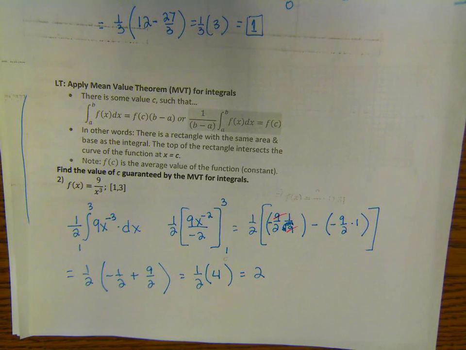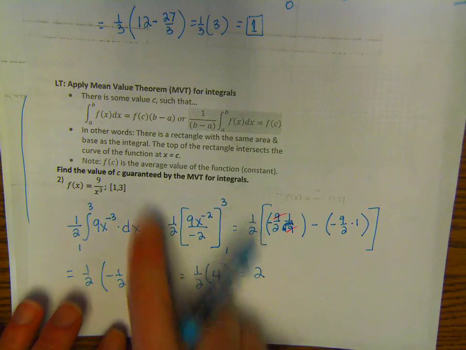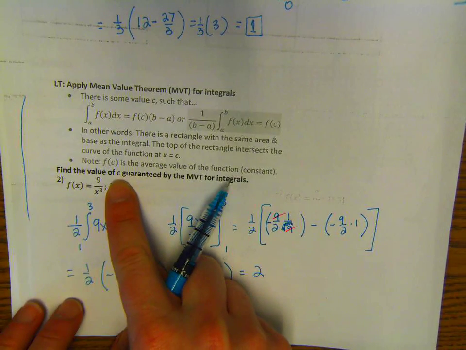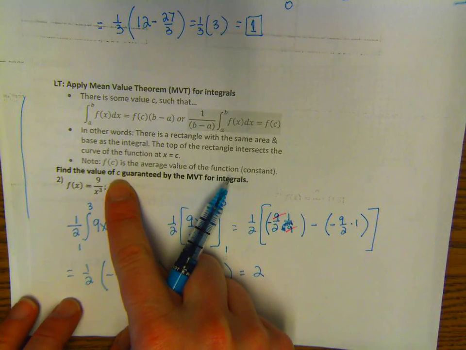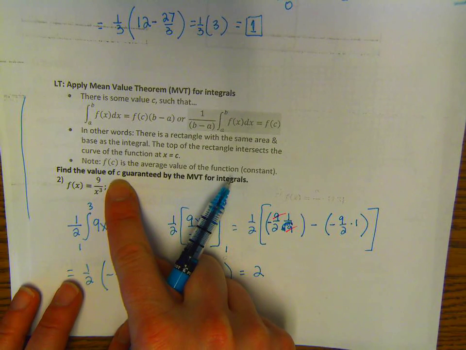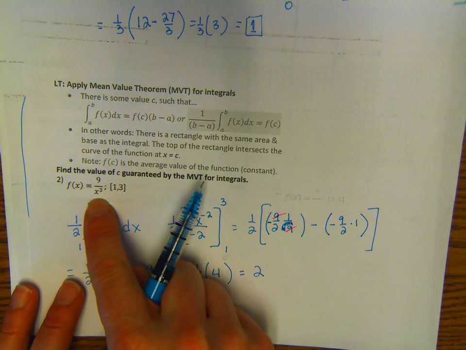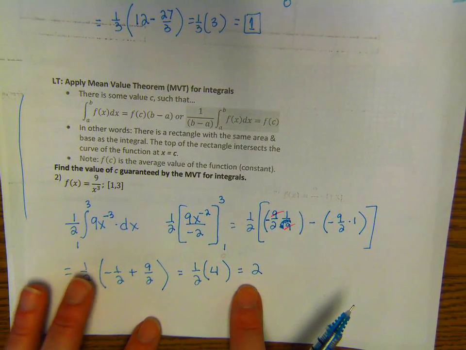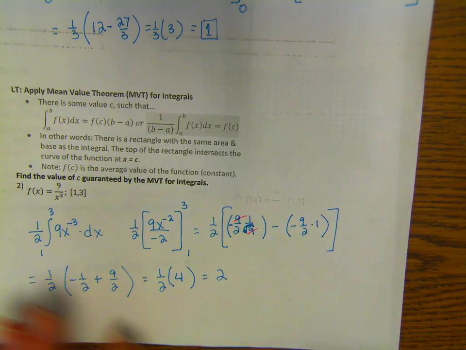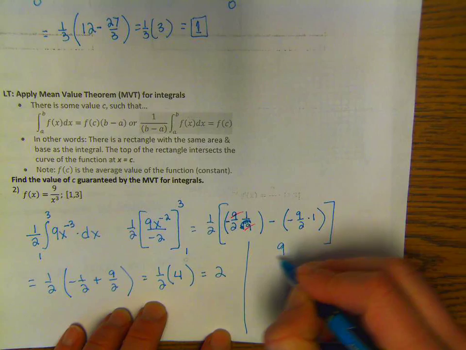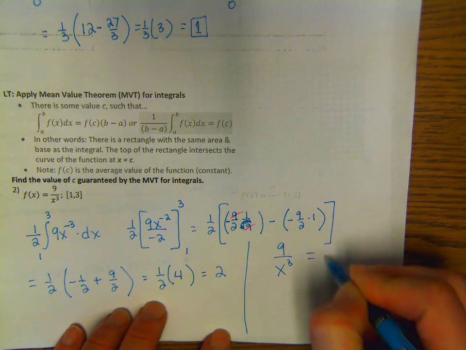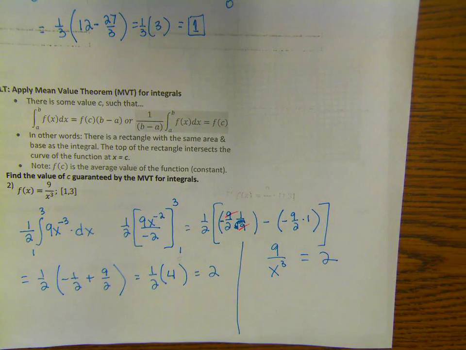So what this question is asking is find the value of c. Now, c would be on the original function. So I want to find that value of x where it is equal to 2. And so what I do is I take the original function and set it equal to this average value, and then I'm going to solve.